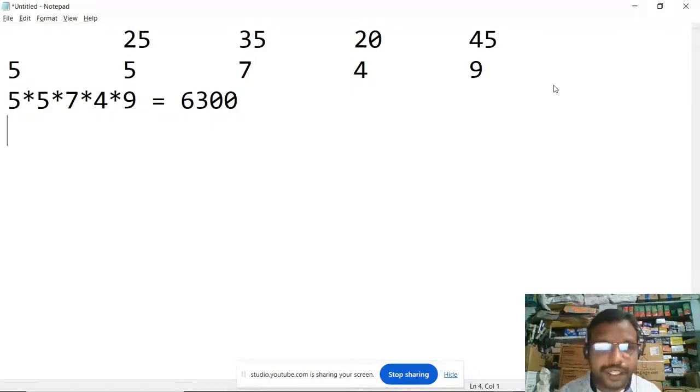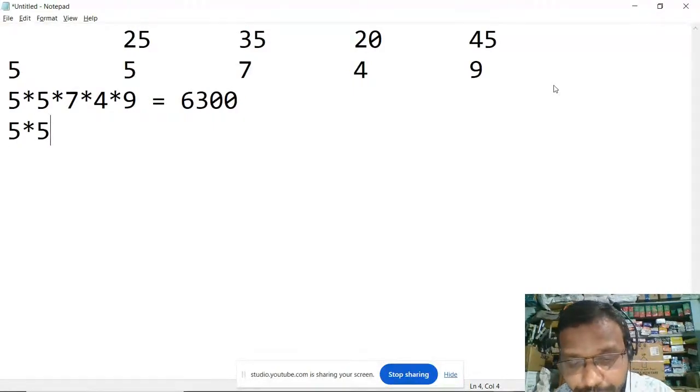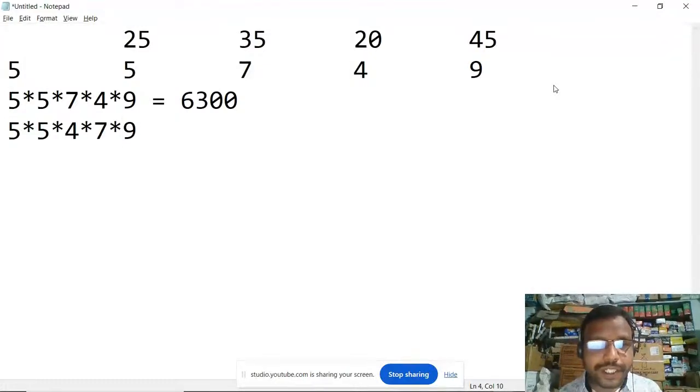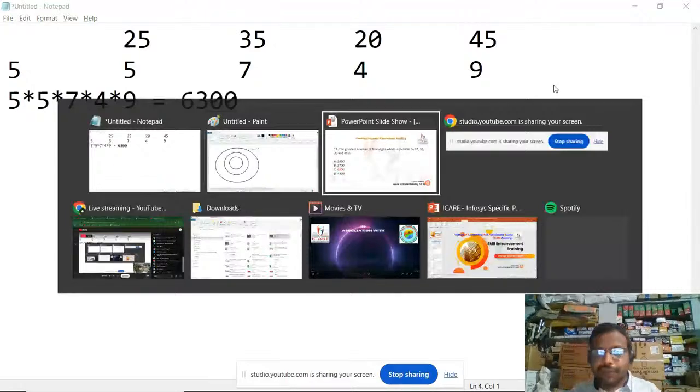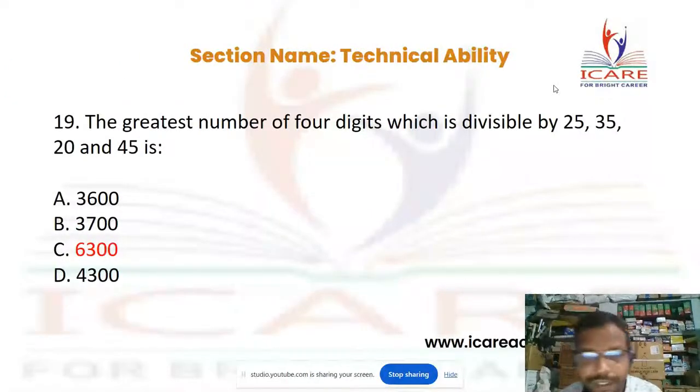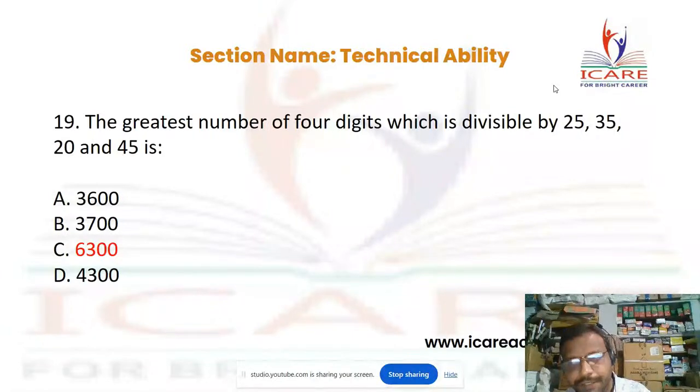So once again, I can take 5 into 5 into 4 is 100, into 7 into 9 is 63. 63 into 100 is 6300. That is the answer. So remember, that is a 4-digit number directly. Which is the greatest 4-digit number? Definitely 6300 is the greatest number which is exactly divisible by 25, 35, 20 and 45.